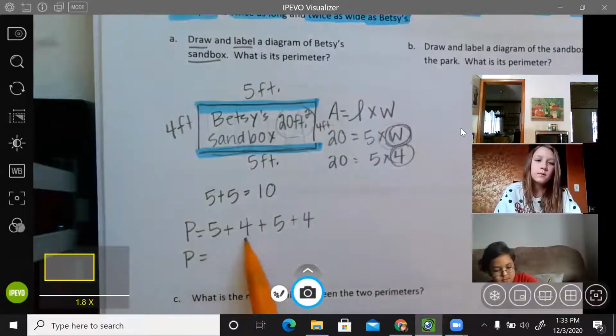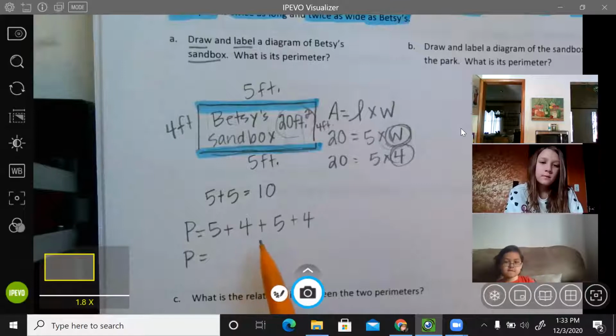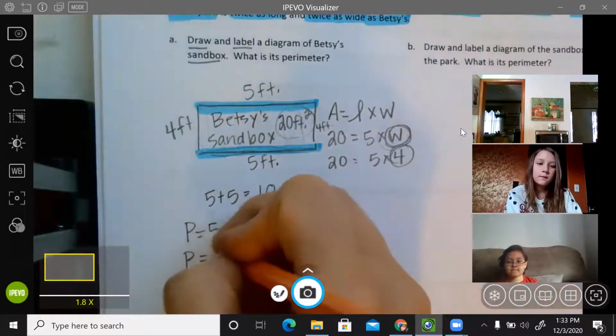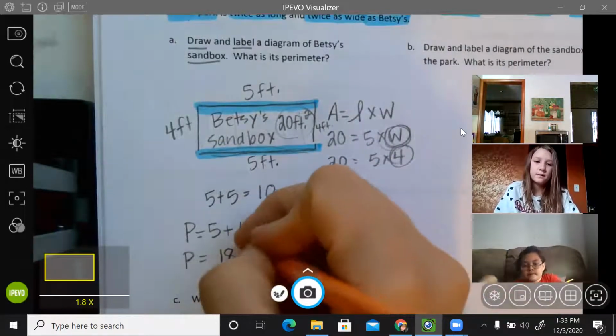What's 5 plus 4? 9. Plus 5 more? 14. Plus 4? 18. Ava, how would that be labeled? 18 what? Feet. I mean, FT. Great.